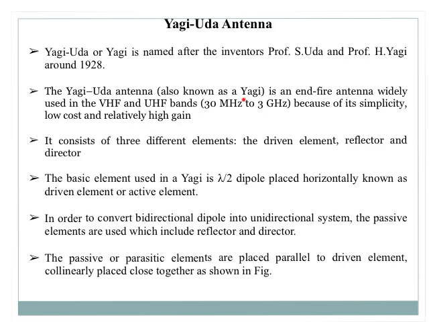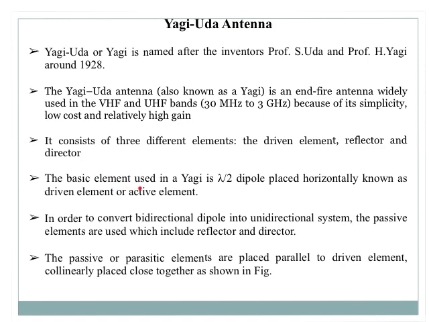This is in short form known as Yagi, and it is an end fire antenna which is widely used in VHF and UHF bands. Means it is used in 30 megahertz to 3 gigahertz. This antenna is most famous because of its simplicity, low cost and relatively high gain. It consists of three different elements. The first one is driven element, second one is reflector, and the third one is director.